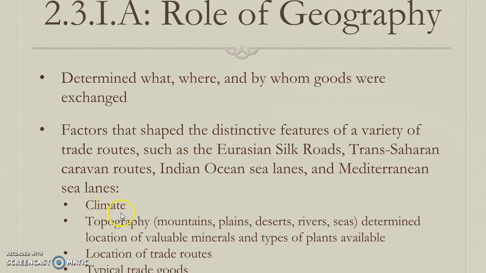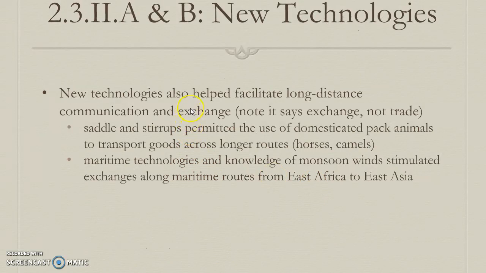Very important, guys. The climate, especially in the Indian Ocean Trade Network, plays a big role. Topography, whether it's deserts, mountains, or seas, at the very least provides different minerals and plants, and that determines a lot of what is traded. Location of trade routes, typical trade goods, and the ethnicity of the people involved also make a difference. In addition, new technologies are huge for trade routes, and we're going to talk about that a little bit more. Moving forward, monsoon winds are important, especially for the Indian Ocean Trade Network. We'll talk about it a little bit more.